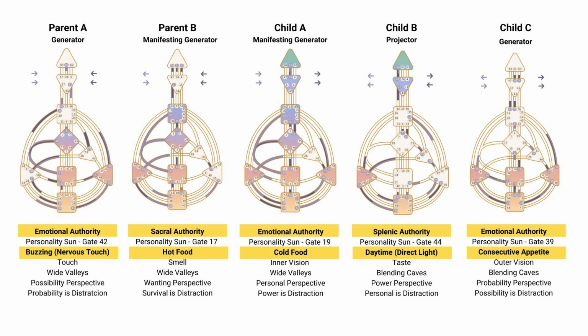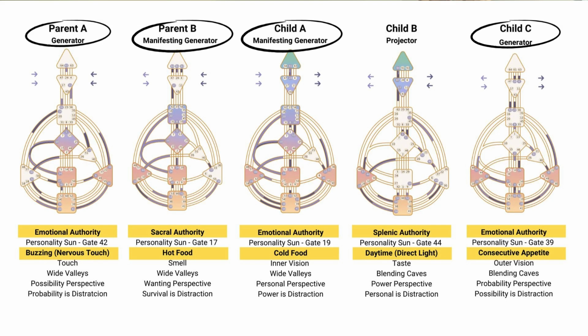Those sorts of things. Okay, so the first thing I want to talk about is in this example, you'll see that I have parent A, parent B, and then we have child A, child B, child C. And in this example, we have a blend of different energy types. We have two generators in this family, and we have two manifesting generators, and then we have a projector.